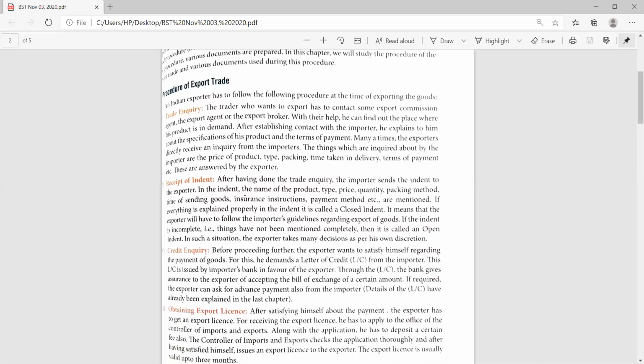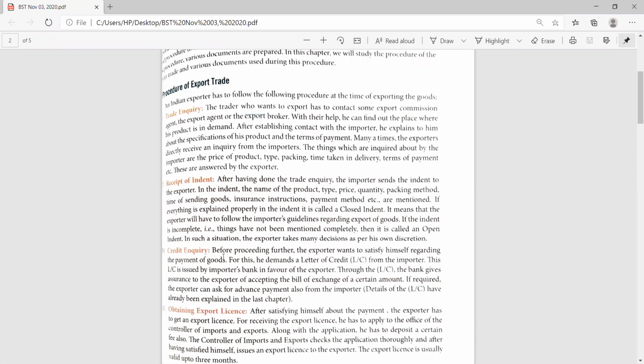It means the exporter will have to follow the importer's guideline regarding the export of the goods. And if the indent is incomplete and things have not been mentioned completely, then it is called an open indent. Yesterday also we did the closed indent and open indent. It is also common over there.